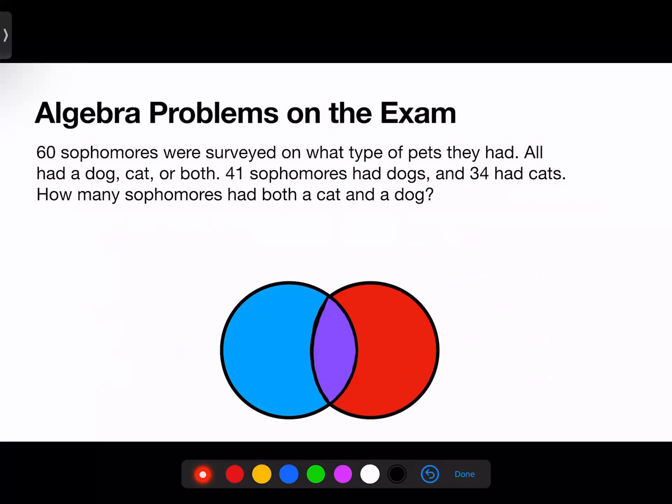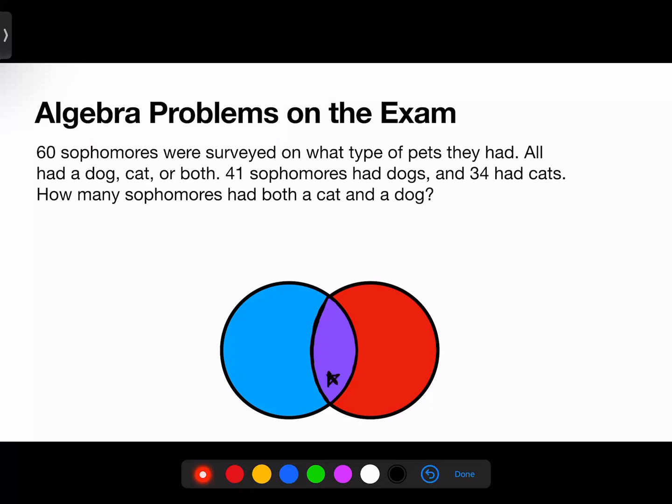Let's look at this question. 60 sophomores were surveyed on what type of pets they had. All had a cat, a dog, or both. 41 sophomores had dogs and 34 had cats. How many sophomores had both a cat and a dog? The question is asking us to solve for the purple portion.